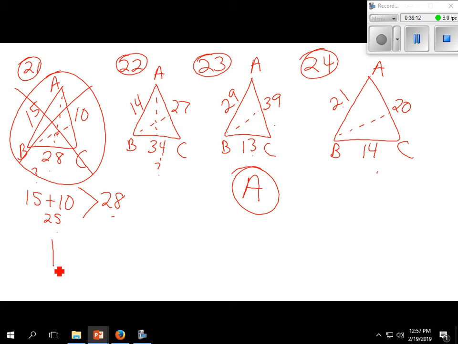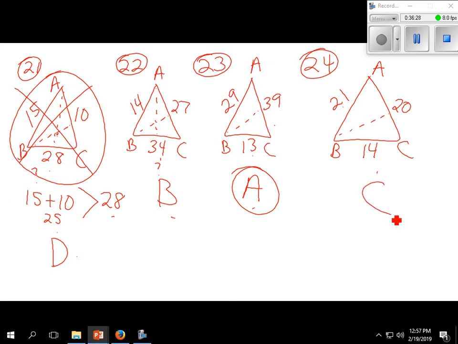And letter D said the segments don't make a triangle. So number 21 has to be D because it can't be a triangle. And then that means this one has to be B. And if this is A, that's B, that's D. You can probably guess that this one is C.